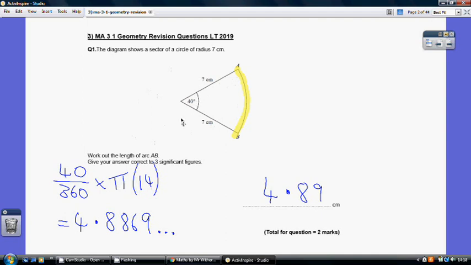But we want 40 degrees worth of that circle. So what proportion of the circle is that? That's 40 degrees out of 360 degrees worth. So we do 40 over 360 to get the proportion, then we multiply that by pi times 14, which is working out the circumference of the whole of the circle, giving us this, which to 3 significant figures is 4.89.